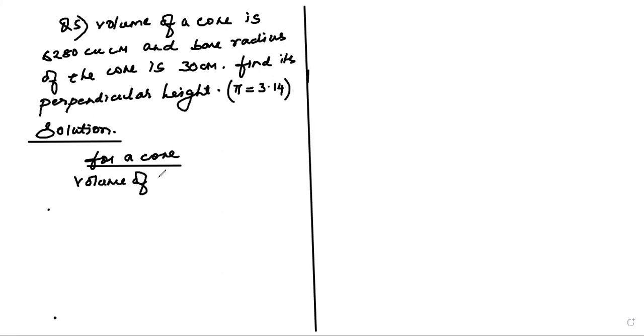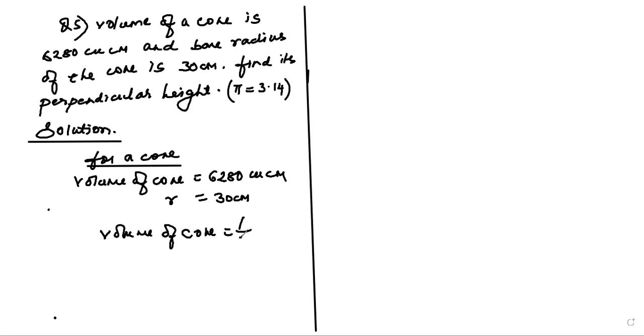Volume of cone is 6,280 cubic centimeter. You know, for volume of a cone there is a formula, and the volume of a cone is given, so compulsorily I have to use the formula. Radius of the base of the cone is given as 30 centimeter. And they want the perpendicular height. Volume of a cone is given by the formula one-third pi r square h.